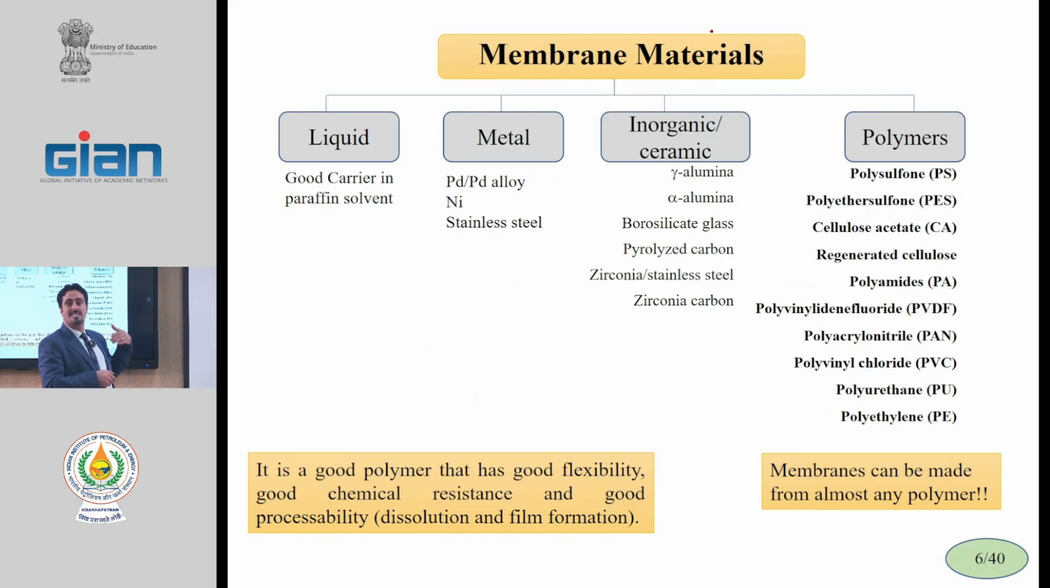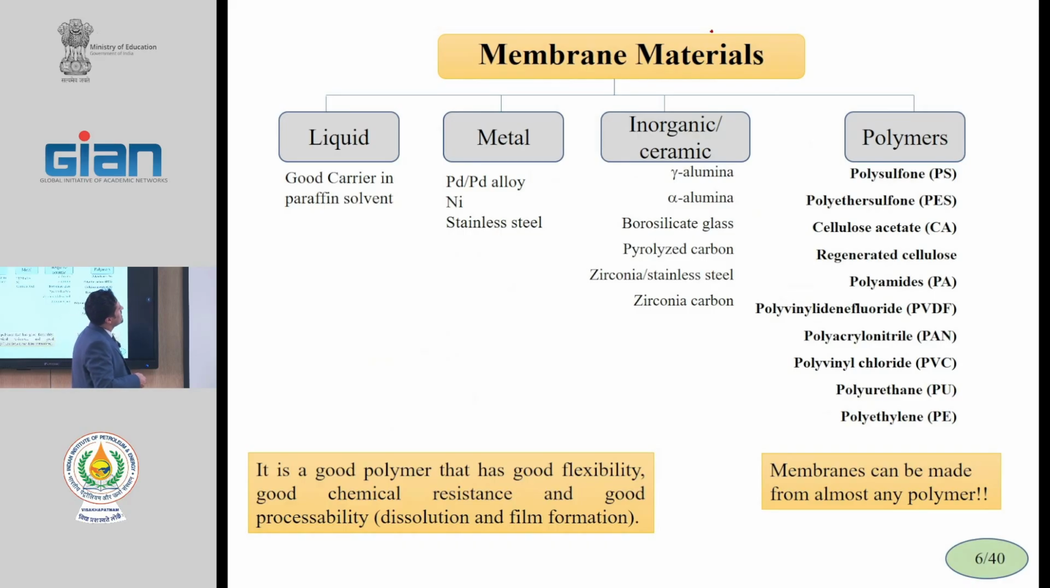When we have a hot stream, hot gas, or hot water, we use ceramic membranes because polymeric membranes are destroyed at high temperature. Usually polymeric membranes are used below 50 centigrade, but ceramic membranes can be used up to 100 or 300 centigrade.